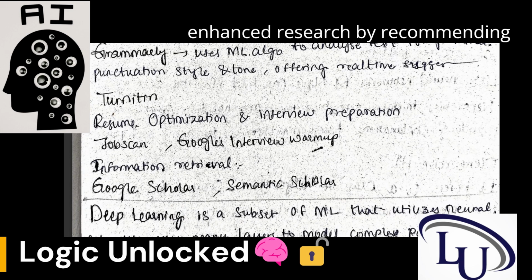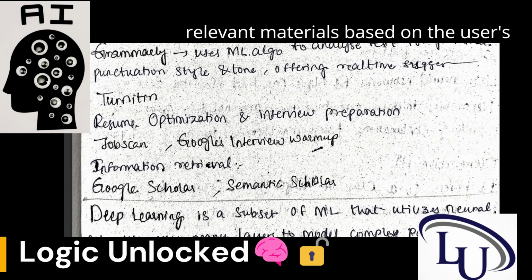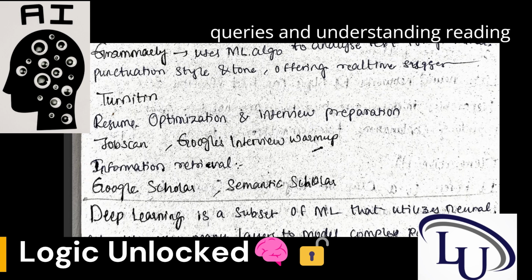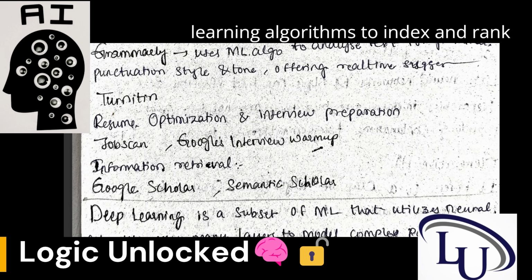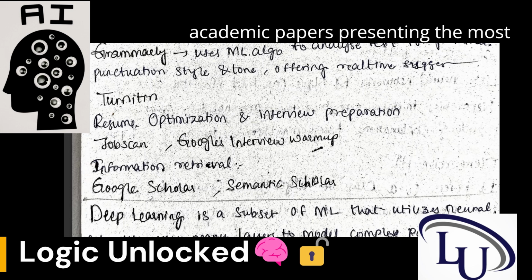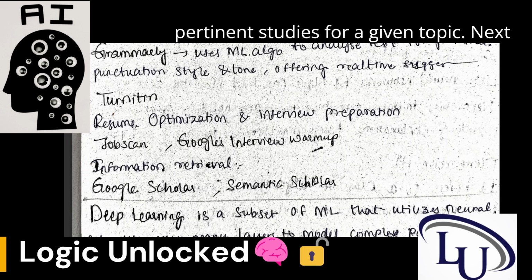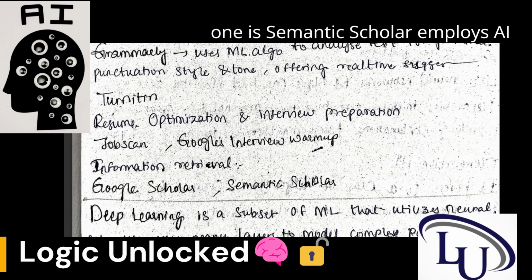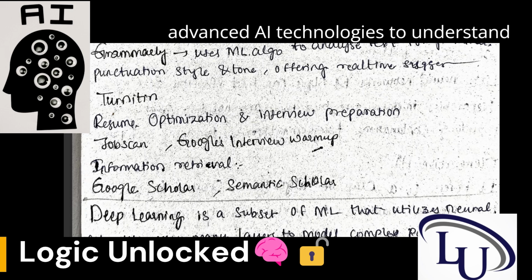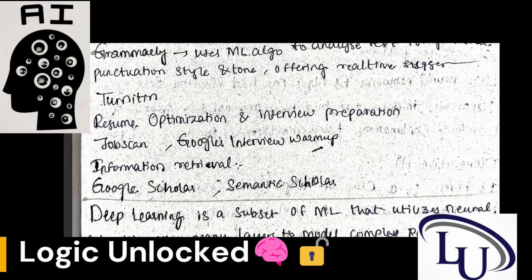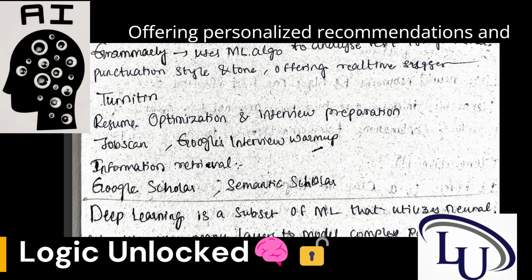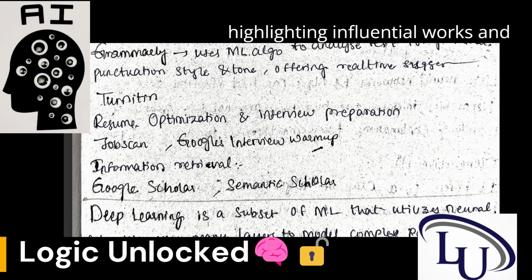Next, information retrieval. Finally, machine learning enables enhanced research by recommending relevant materials based on the user's queries and understanding reading patterns. Google Scholar uses machine learning algorithms to index and rank academic papers, presenting the most pertinent studies for a given topic. Next is Semantic Scholar, which employs advanced AI technologies to understand the context and significance of research, offering personalized recommendations and highlighting influential works.